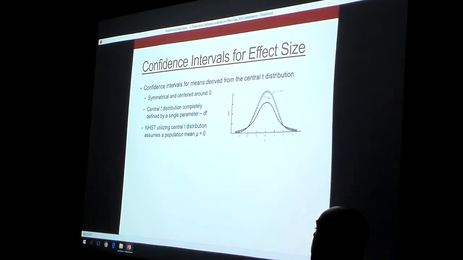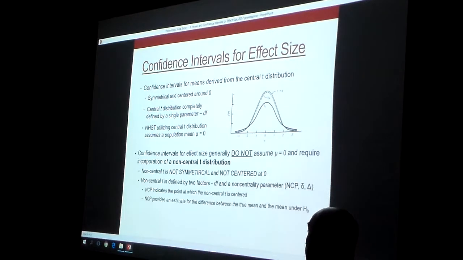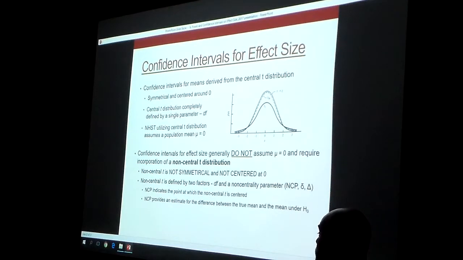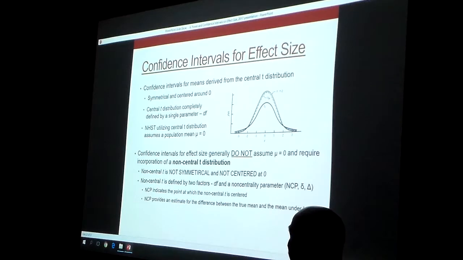Central t distribution is the sampling distribution of t statistics assuming a null value of zero. What ends up happening, though, when we're calculating our confidence intervals around effect sizes, is that we need to use not a central t distribution, we need to use a non-central t distribution. Okay? Non-central t distribution, we call it not symmetrical, it's not centered around zero. This non-central t is defined by two factors.